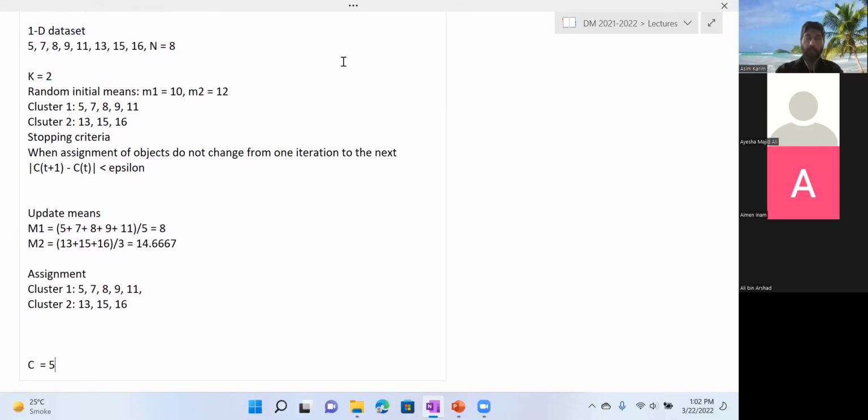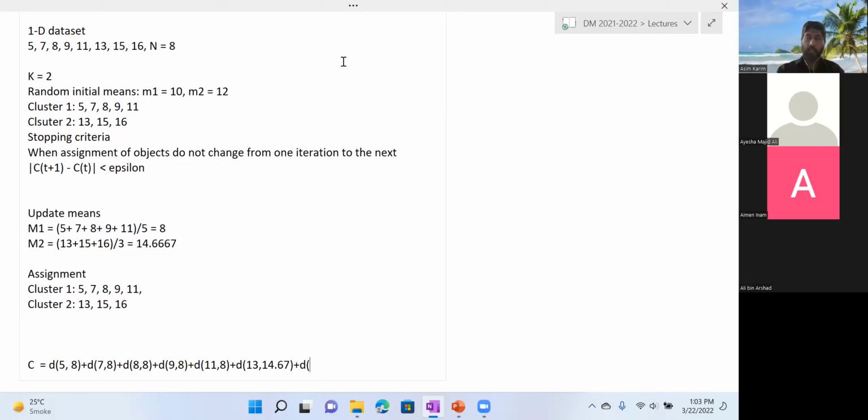Is basically 5, of course, let me write in that sense, D(5, 8) plus D(7, 8) plus D(8, 8) भी था, plus D(9, 8) भी था, plus D(11, 8), plus D 13 था मेरे पास, 14.67, दूसरा क्लस्टर आ गया, plus D.